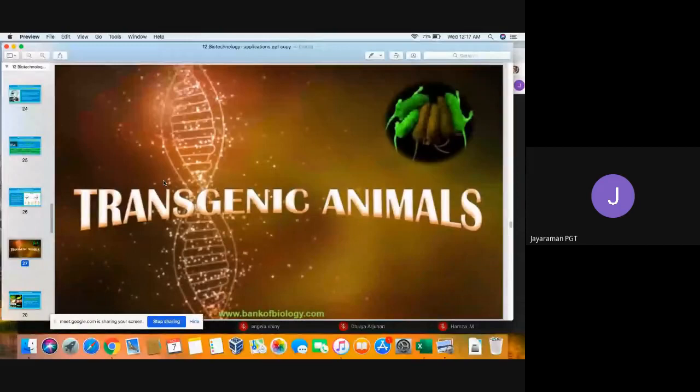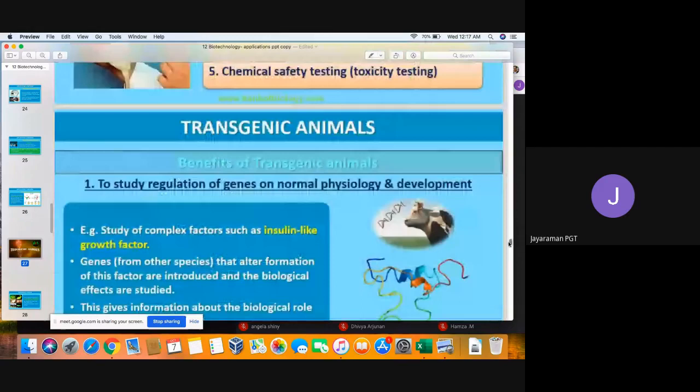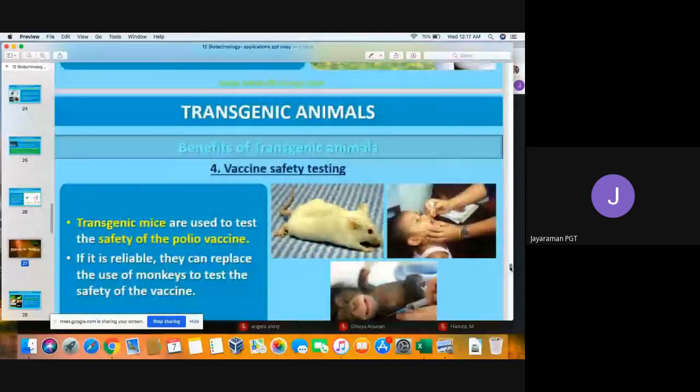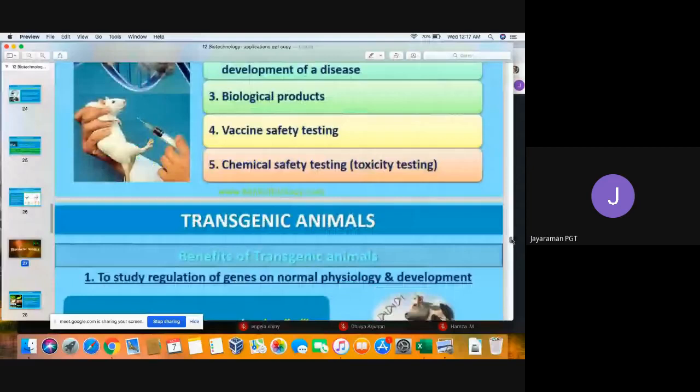We'll discuss a small topic next class, transgenic animals, a very small topic. Genetically modified plants and animals. You can also go through it yourself. It is nothing new. You can just read and find out. Anyhow, we'll discuss the transgenic organisms or genetically modified organisms, transgenic animals.